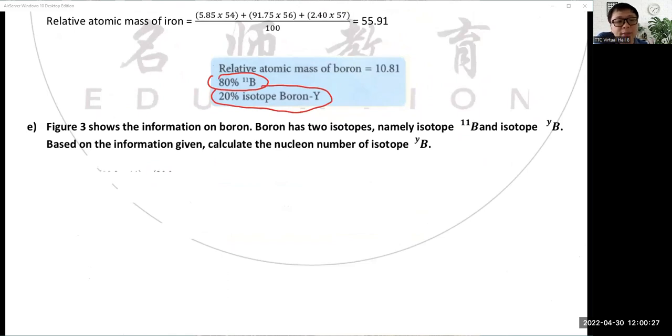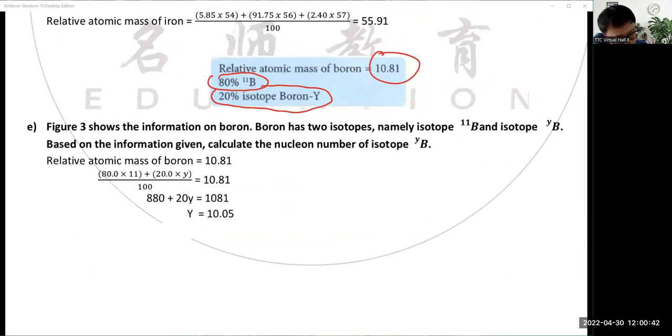So how do you get this mass now? They tell you the average mass is 10.81. So this is what we do. You take the 10.81, then this is 80 times 11%, and then the unknown I just put as y, then divide by 100%. So from there, you'll find your y is equal to 10.05. So the mass will be equal to 10.